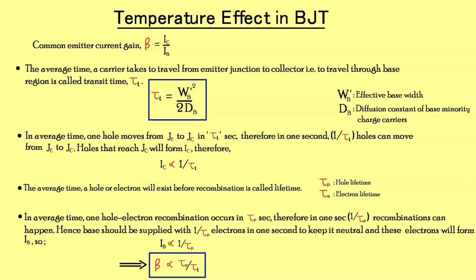Also, it should be known to you that when the temperature increases, the charge carriers take longer time to recombine as they have more kinetic energy and are moving more randomly. Therefore, when the temperature increases, carrier lifetime increases, which further increases common emitter current gain. Therefore, we conclude that when temperature increases, common emitter current gain increases.